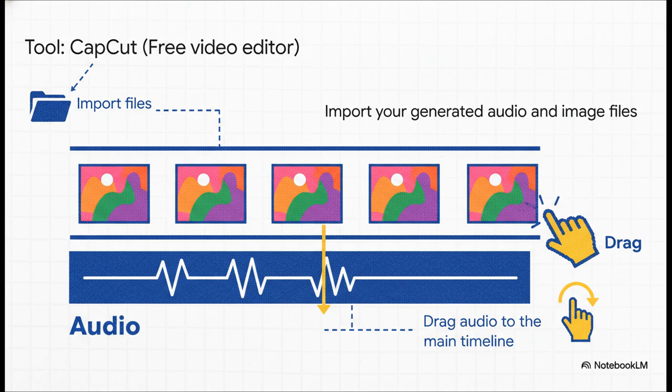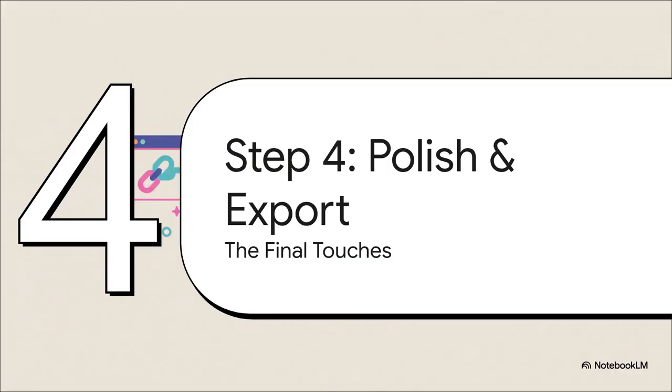And honestly, the process could not be easier. You just import your audio file and all your images. Then you just drag the audio onto the timeline down here, and then place your images in the right order right above it. It's literally drag and drop. Okay, so the basic structure is there.